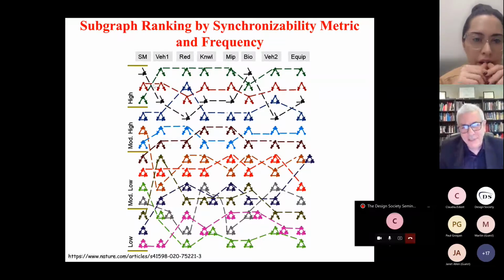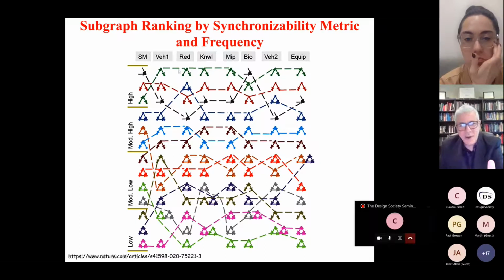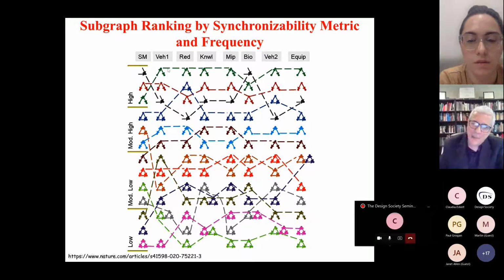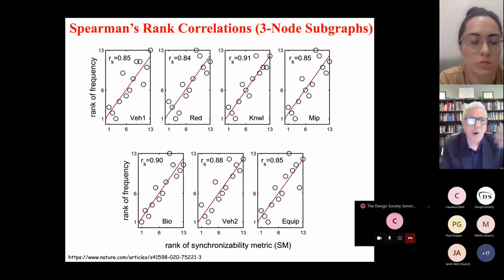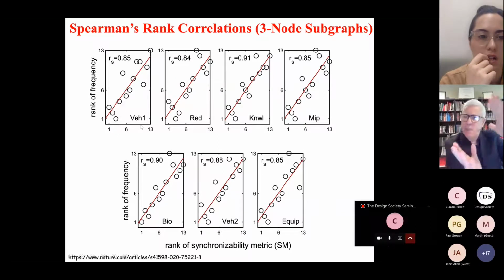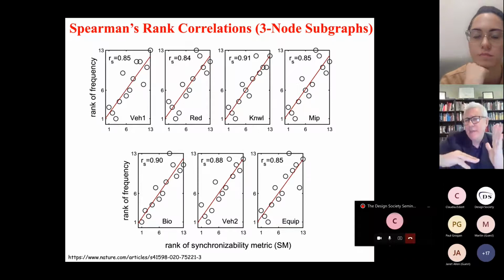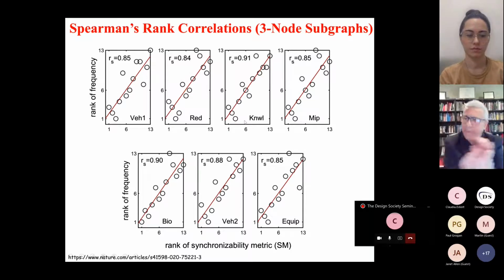What you see here, quite interestingly, is that first of all the networks maintain pretty much the same ranking. If a subgraph is prevalent in one network, it is also prevalent in the other at the same level. But it is also quite correlated with the SM measure, the measure of synchronizability. You see it has the same order here. Of course, you can test it from a statistical perspective. Here you have Spearman rank correlations showing the correlation between the prevalence of the subgraphs in the different networks, and indeed there is high correlation.